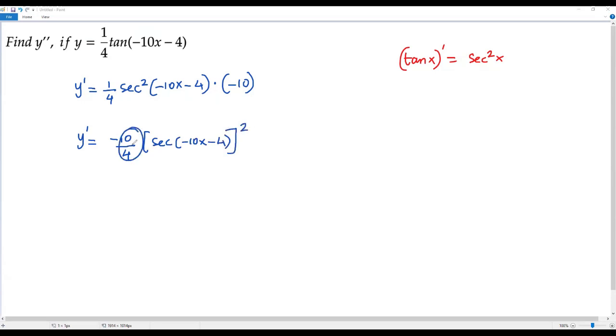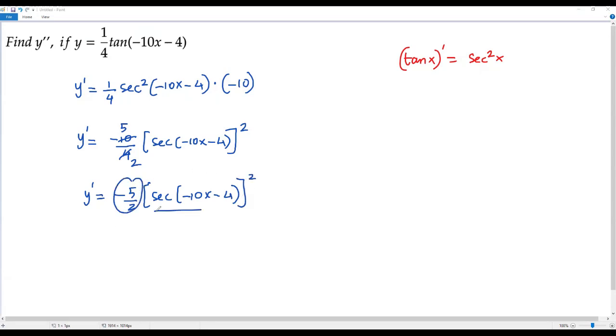Also here we can simplify this 10 over 4. We have the greatest common divisor 2 for both the numerator and denominator. That is, 2 goes into 4 two times and 2 goes into 10 five times. Then I'm getting y prime equals -5 over 2 times secant of (-10x - 4) the whole squared. Okay, now let's find the second derivative of this one.